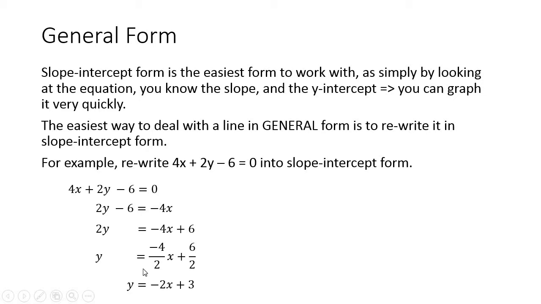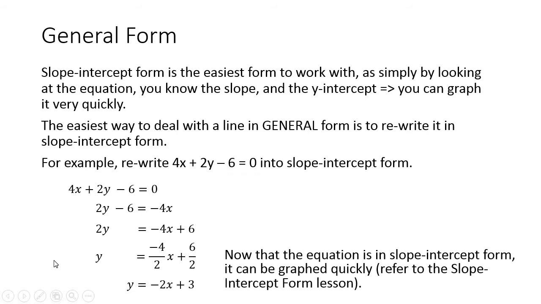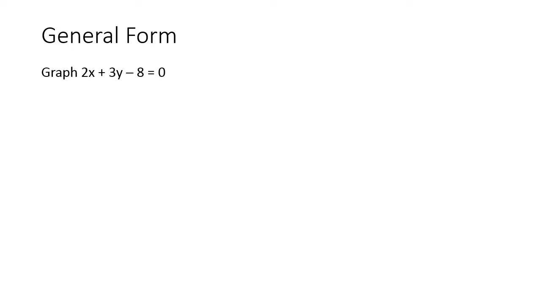So now we're done. We've written this equation that was in general form in slope-intercept form, and we could graph this very quickly now. Please refer to the slope-intercept form lesson if you forget how to graph this quickly. I will show you at least one example in this short lesson though. So graph 2x plus 3y minus 8 equals 0. This equation of a line is given in general form. Let's change it into slope-intercept form so we can graph it quickly.